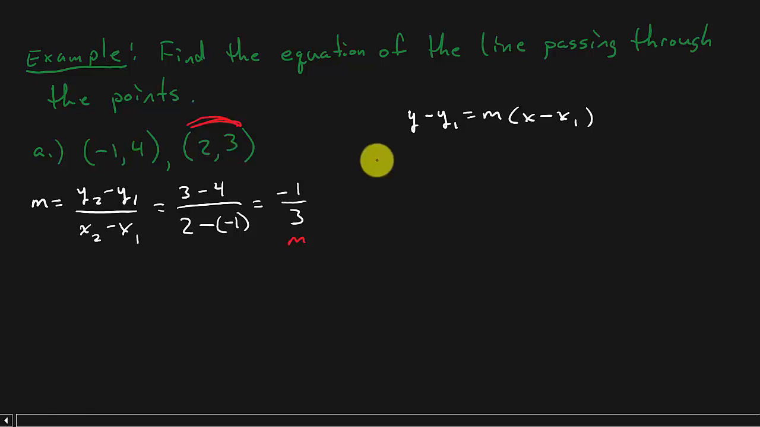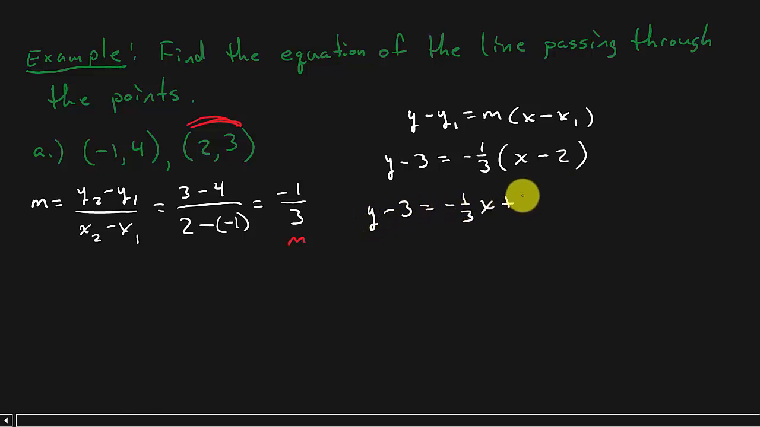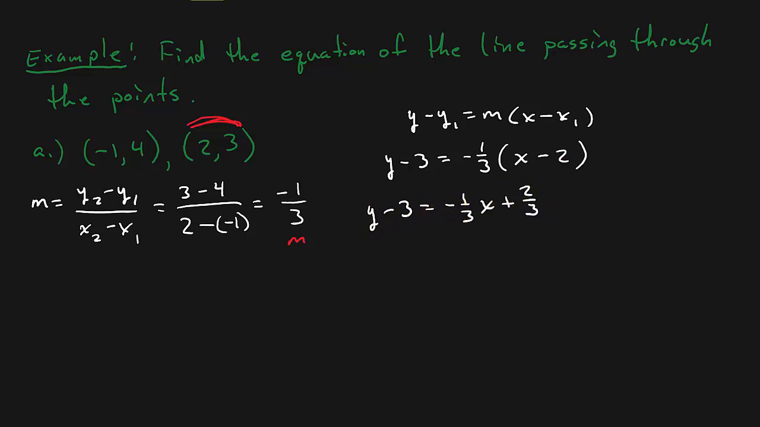So let's plug it in. So y minus 3 equals m, which is negative 1/3, times (x minus the 2). And then I distribute the negative 1/3. So y minus 3 is negative 1/3 x plus 2/3.